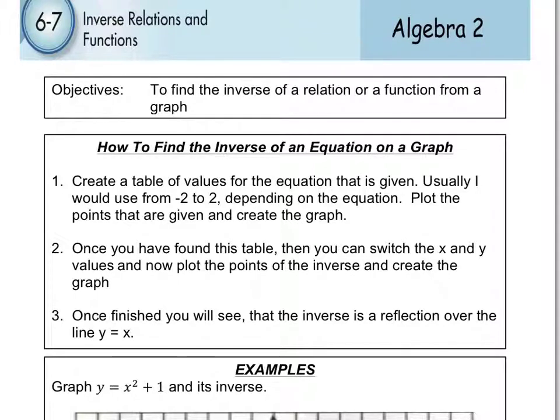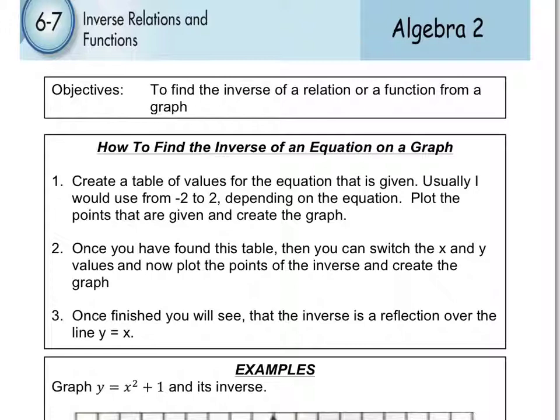Once you find the ordered pairs, finding the inverse is easy. All you do is flip the ordered pairs. So the whole key is to figure out the ordered pairs. Once you have the table, you can switch the x and y values, plot the points of the inverse and create the graph. Once you've finished, you will see that the inverse is a reflection over the line y equals x. We talked about that a little in part 1. If I were to fold that paper over the line y equals x, it would fold exactly onto the other graph.